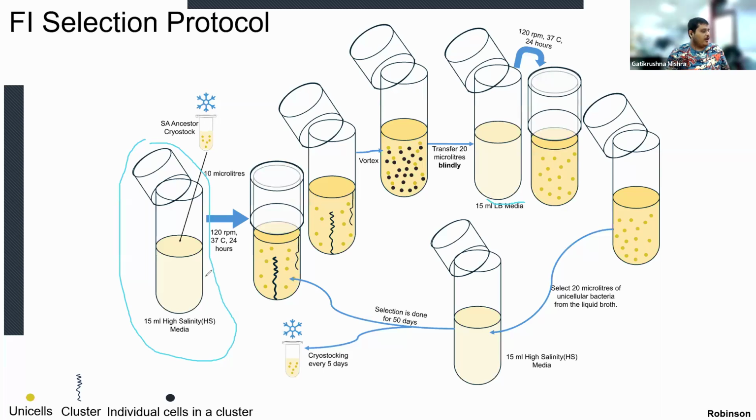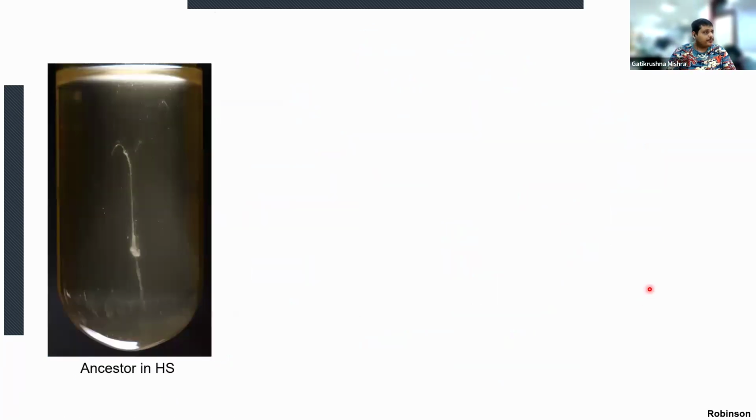So every odd day it will be low salinity, and every even day it will be high salinity. So we transfer it to a low saline media and allow them to grow, because in low saline media they grow as unicellular bacteria only. And after 24 hours, we again transfer it to high salinity media. We do this for 50 long days, and we cryostock again every 5 days, and we do contamination checking also every 5 days. So in such a case, what are the results that we see?